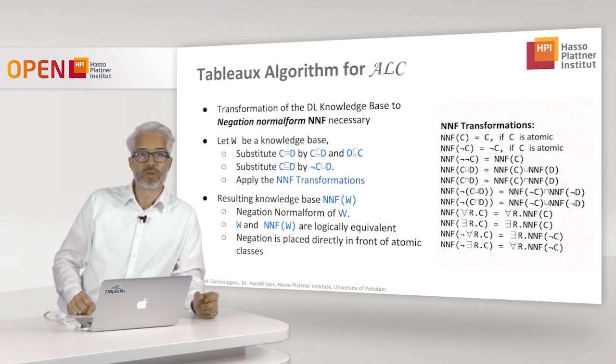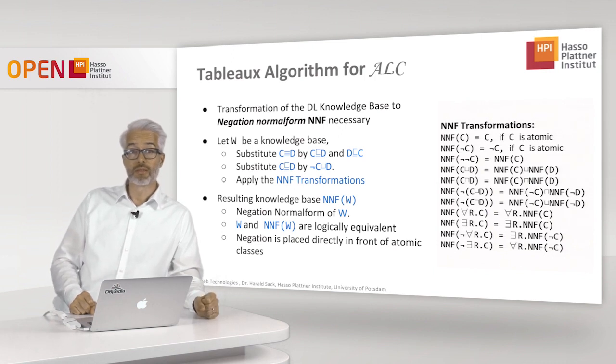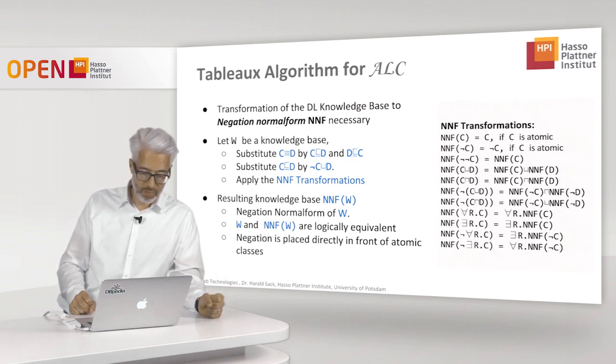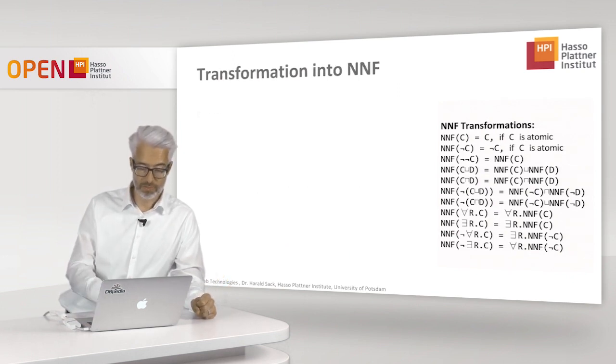And then the resulting knowledge base is the negation normal form of W. Of course, both W and the negation normal form of W are logically equivalent, with the property that the negation is always placed directly in front of atomic classes. Let's have a look at an example.